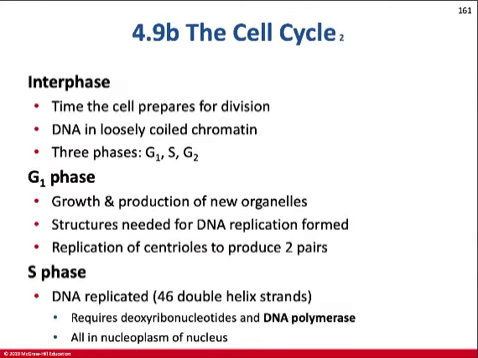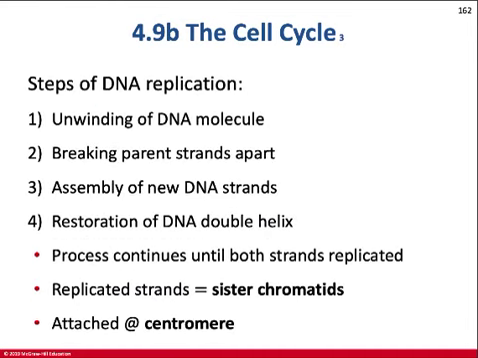The S phase of interphase is where DNA synthesis takes place. The G1 phase is growth and preparation for DNA reproduction, and G2 is growth and preparation for mitosis. Okay? So those are the different parts of the cell cycle: G1, S, and G2. Okay? Those are the steps, right?